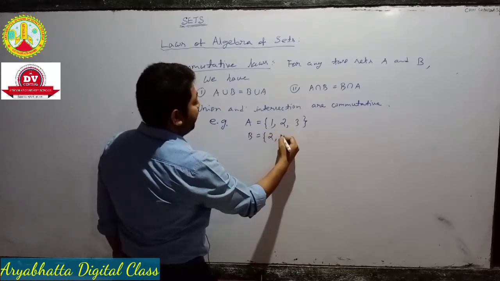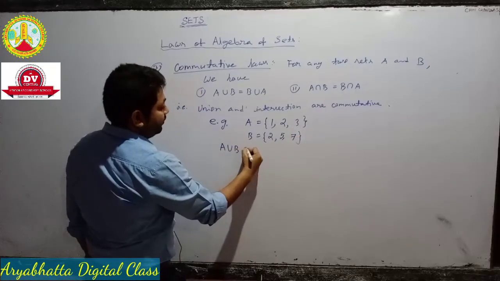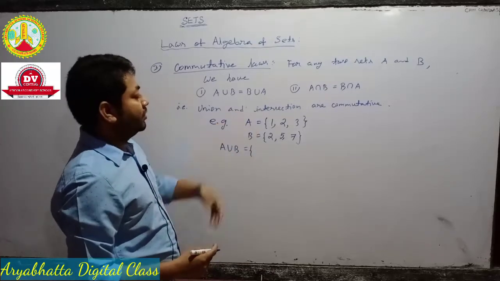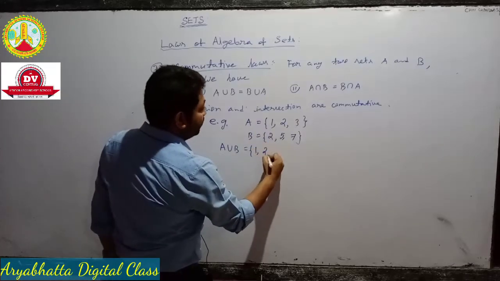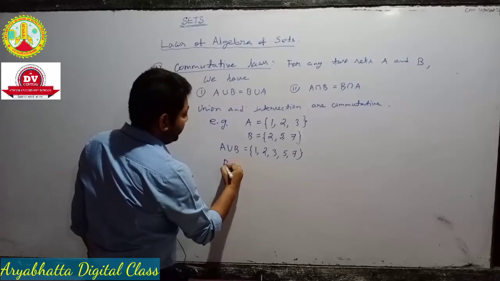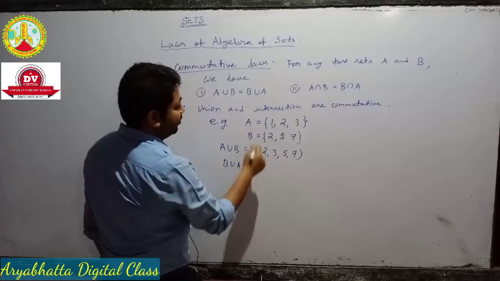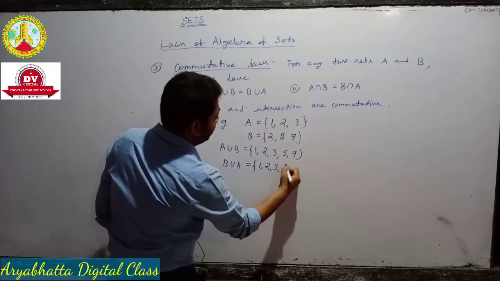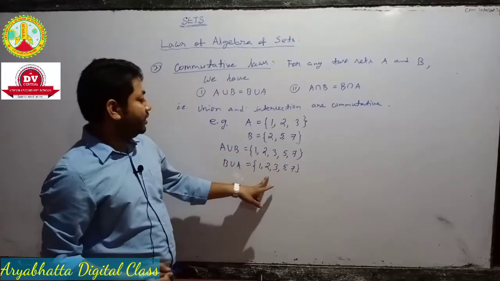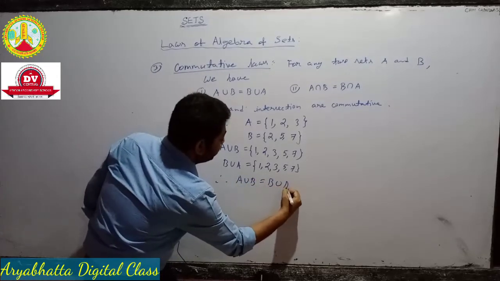B is {2, 5, 7}. Then A union B is equal to {1, 2, 3, 5, 7}. Next B union A is also {1, 2, 3, 5, 7}. Here A union B is equal to this and B union A is equal to this. Therefore A union B is equal to B union A.